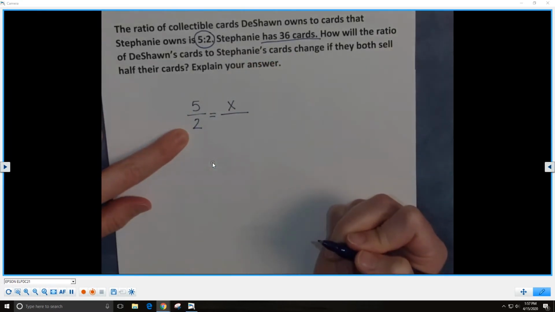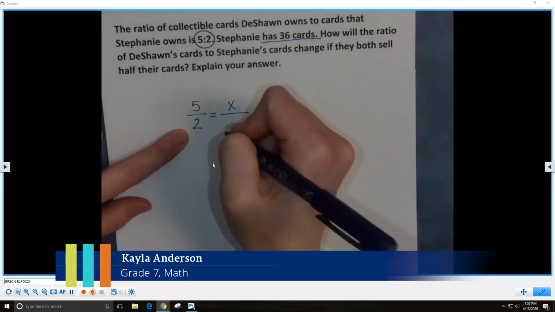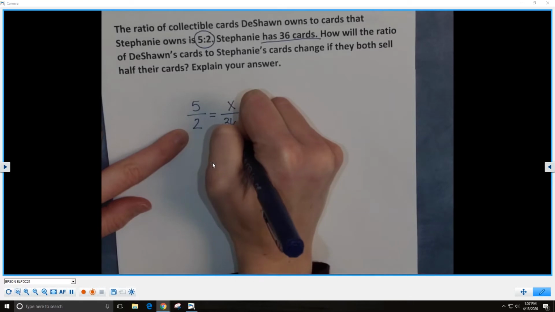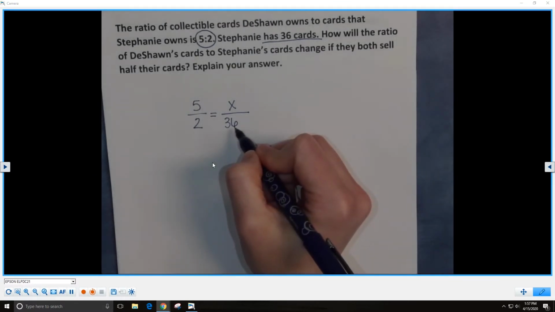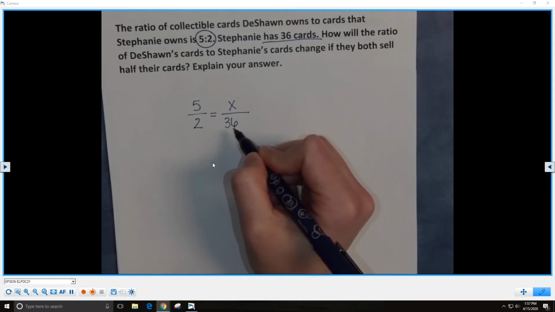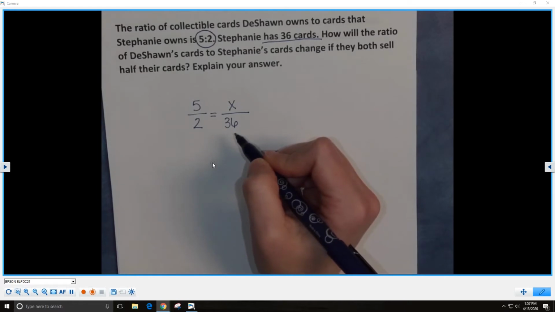How about the number of cards that Stephanie currently has? Sure, we do know that. We know that she has 36. So make sure you've written that on your paper. Again, where did that 36 come from? Right, it's the number of cards that Stephanie currently has. And the variable x represents what we're trying to solve for, and that's the amount of cards that Deshawn has. So how can we solve for the variable?